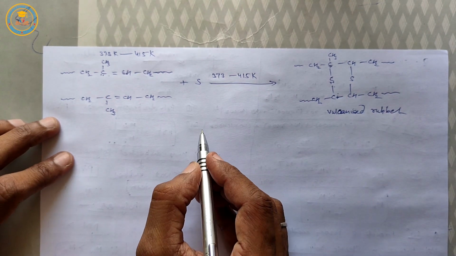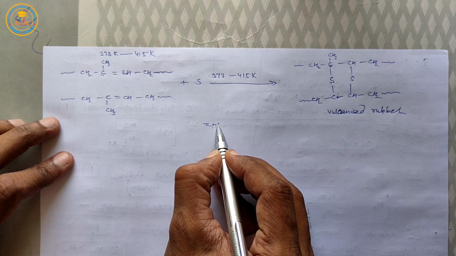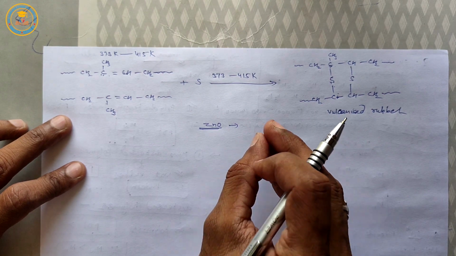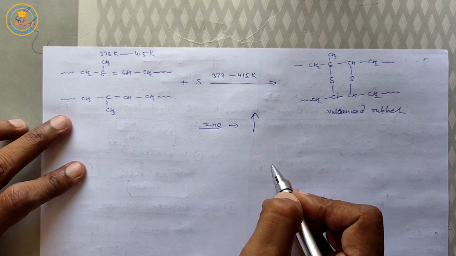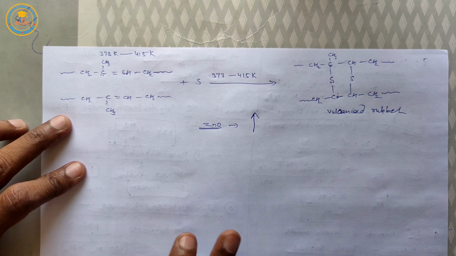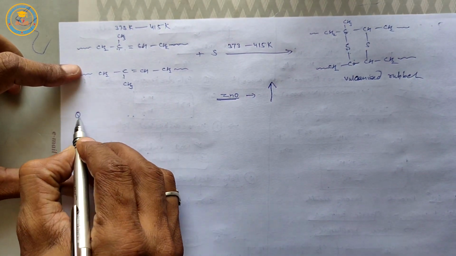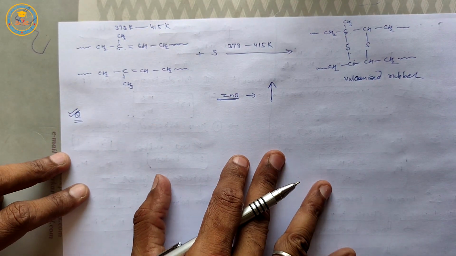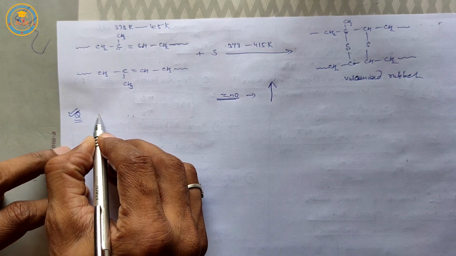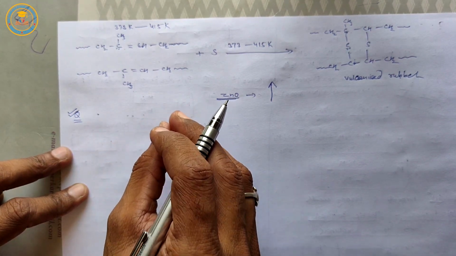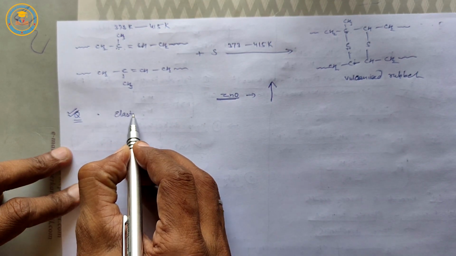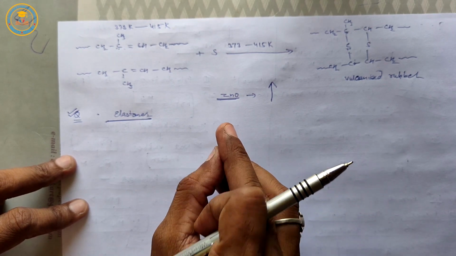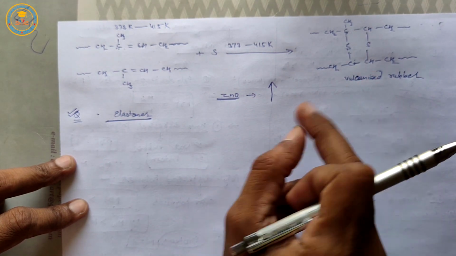In the vulcanization process, ZnO, very important for your competition, is added as a catalyst to increase the rate of vulcanization. Now, we take a question for exercise, RBC 2015: explain that vulcanized rubber is an elastomer. Very important question.